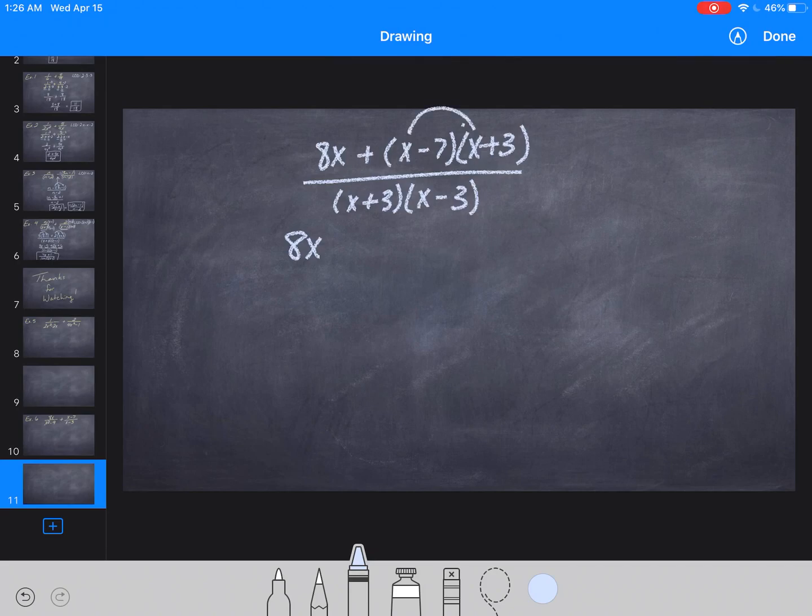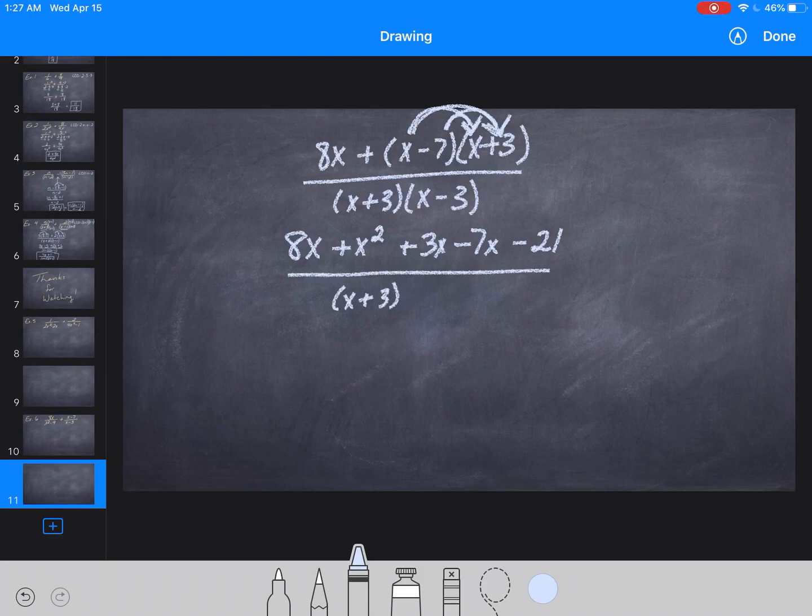I have 8x, and then I multiply x times x. I get a positive x squared. I have x times a positive 3. I get a positive 3x. I have negative 7 times x. I get a negative 7x. I have a negative 7 times a positive 3. I get a negative 21, all divided by x plus 3, x minus 3. Now I'm going to combine like terms, and I'm going to put it in descending order.